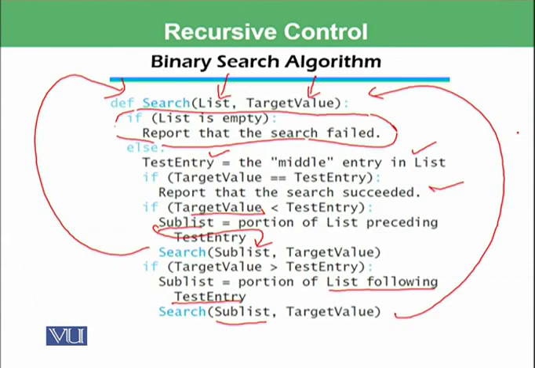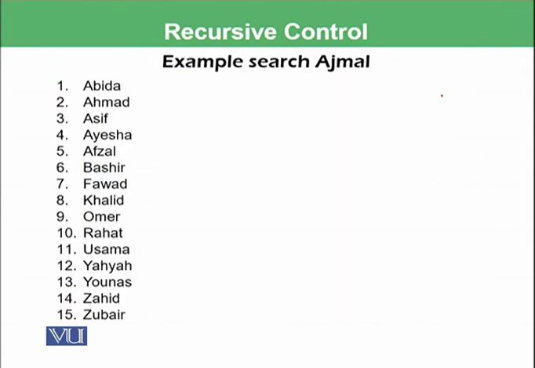So let's test this first condition, that when the list is empty and how this function will terminate. So let's do it. We now want to find, for the same example, Ajmal. Again, the first step would be to select the midpoint, Khalid, and this will be compared with Ajmal. When we compared Ajmal with Khalid, we found that this list is not of any use, and our required information lies in the first 7 entries.